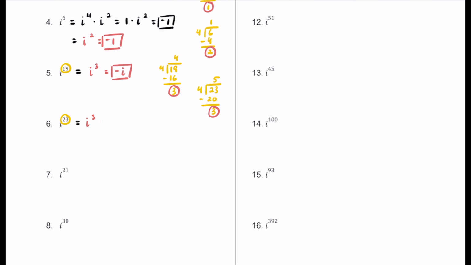And if we know it's i to the 3rd power, just like in number 5, this will equal negative i. That would be the value, okay?